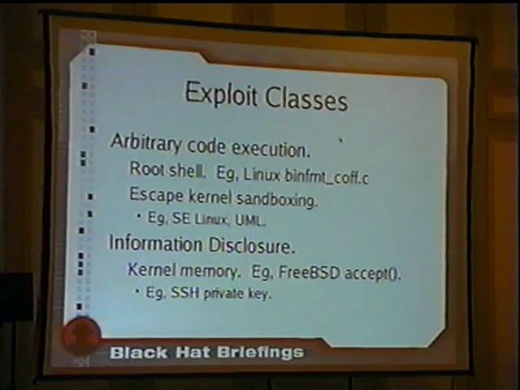We have another class of bugs, such as information disclosure. We can read kernel memory. An example here is a FreeBSD accept exploit. And we might want to read things like SSH private keys or root passwords. Maybe we won't have so much luck with root passwords, but SSH private keys are certainly more plausible.